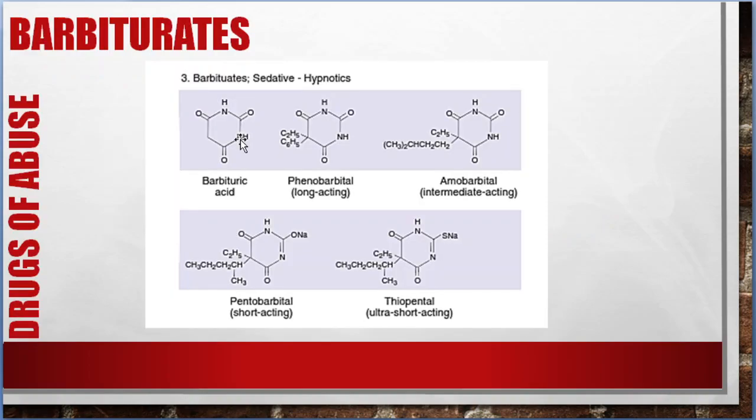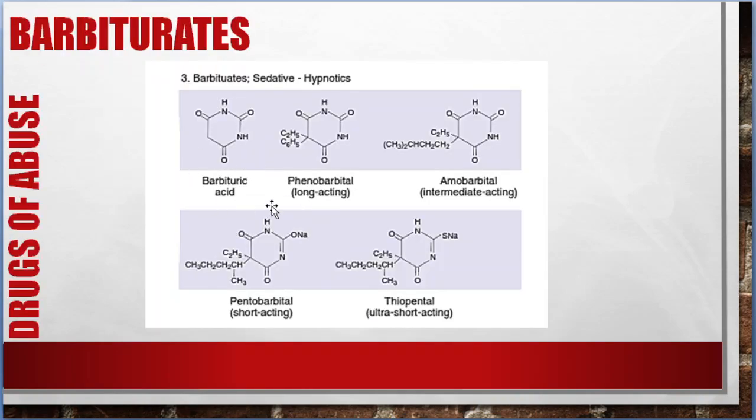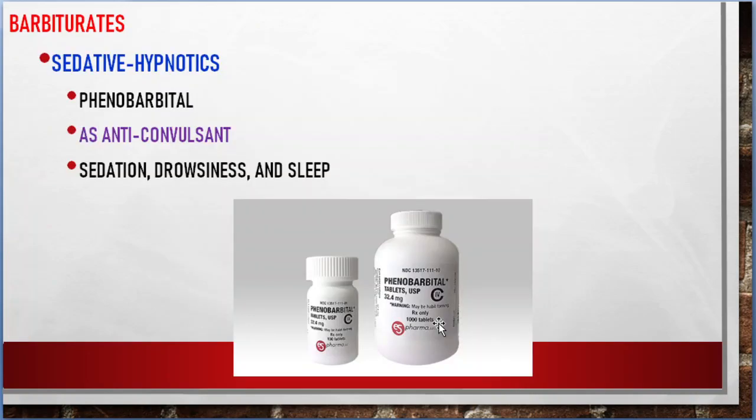Next, we have your barbiturates. Among the different barbiturates, we have your phenobarbital, which is the long-acting type. We have amobarbital, which is intermediate-acting, pentobarbital, which is short-acting, and we also have your thiopental, which is the ultra-short-acting. So in less than a minute, it could already have its effect. Your barbiturates are sedative or hypnotic drugs.